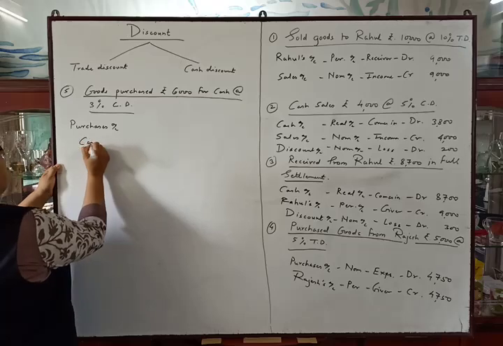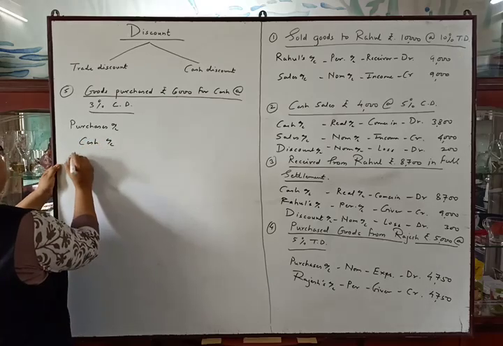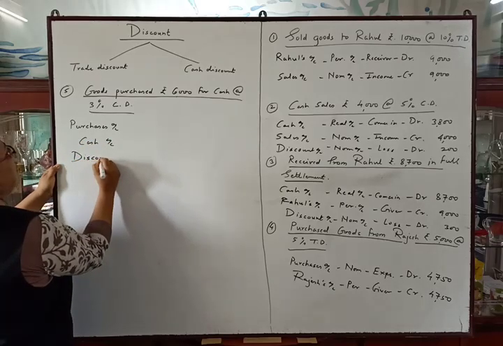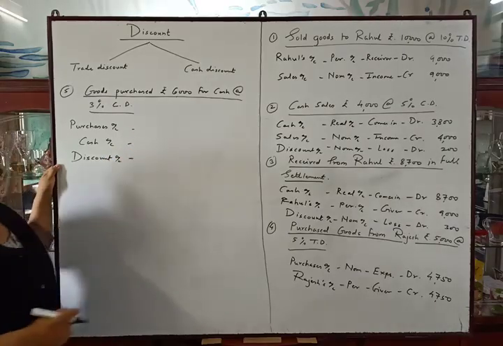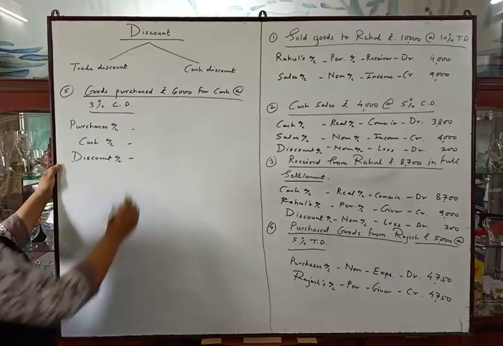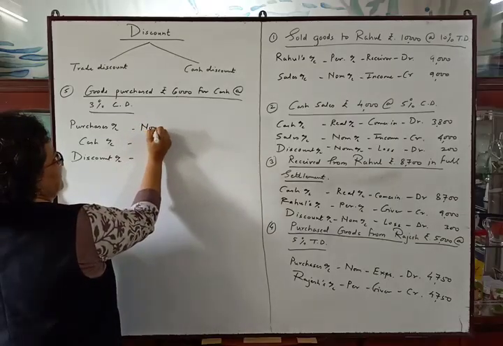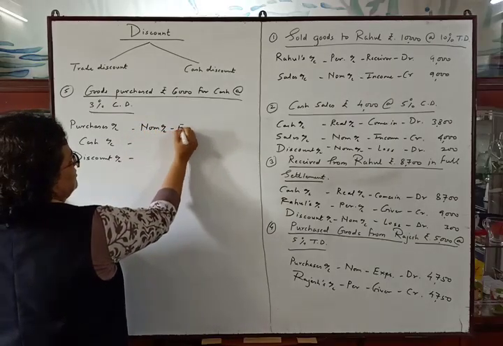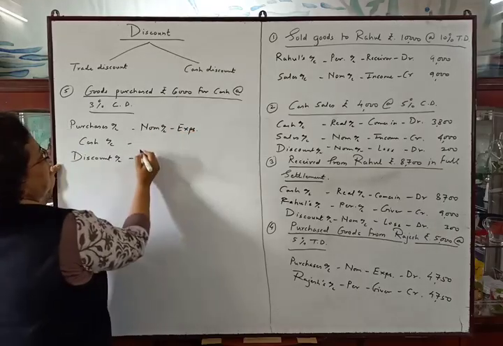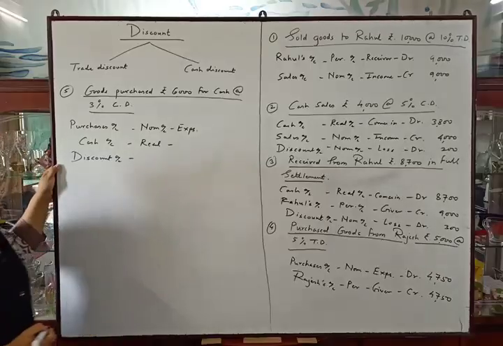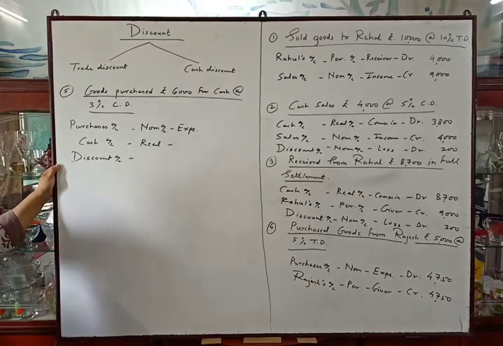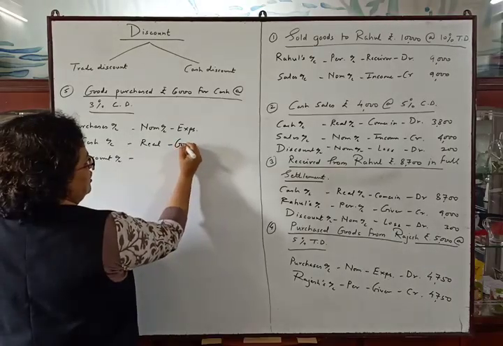Second account will be cash account. And third account will be discount account. Purchases account is nominal account. It is our expense. Cash account is real account. It is our asset. And when we purchase goods, cash goes out. So here cash is going out.